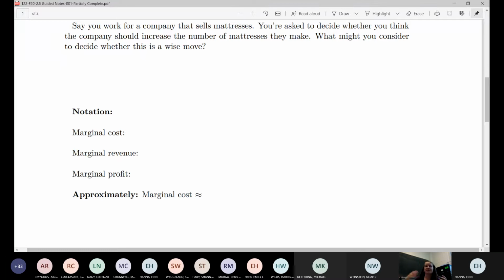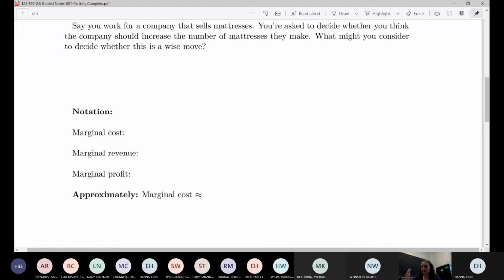Say this is some magical company that will sell absolutely every mattress they make. So say right now they're making and selling 100 mattresses and they want to know, what if we should make another mattress to sell? What if we should sell 101 mattresses? So what would we have to consider to figure out whether or not that would be an actually good move?